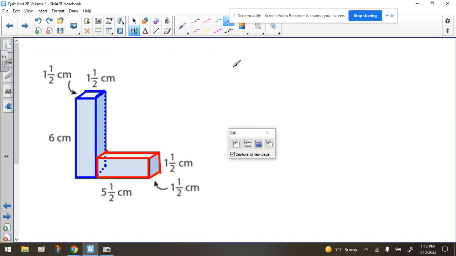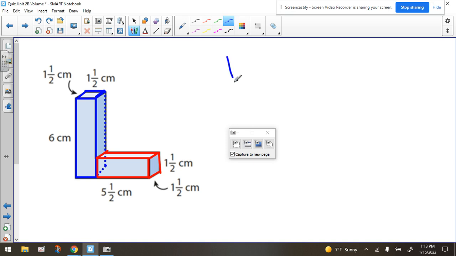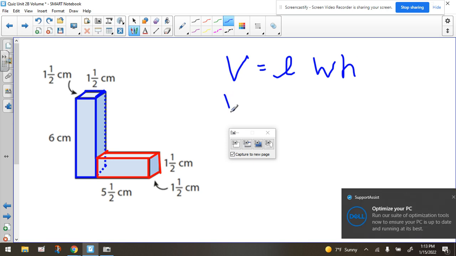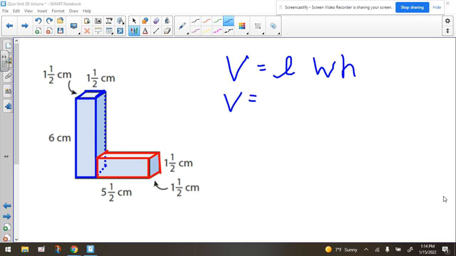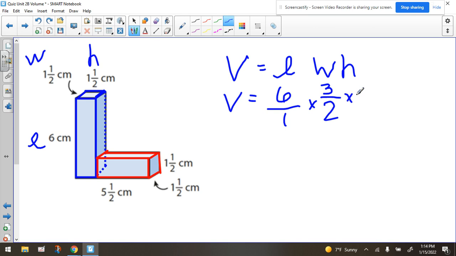All right, so for the blue one, we're going to do volume equals length times width times height. Volume equals, we'll call this the length, we'll call this the width, and let's call this the height. And we'll write them as improper fractions. 6 is equal to 6 over 1. This is an improper fraction, would be something halves. 2 times 1 is 2, plus the one more, that's 3 halves. And this is the same number, so that's going to be put here as well.